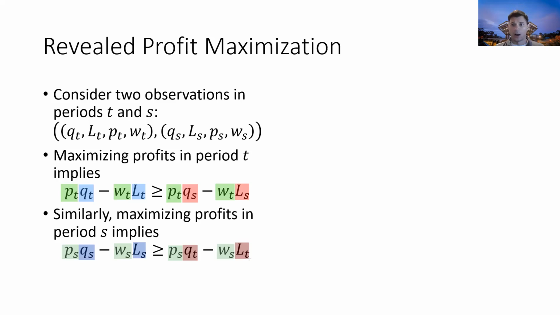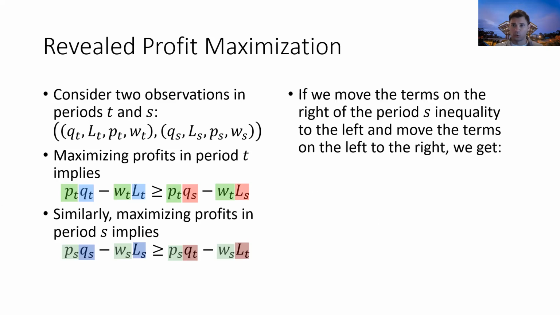What we're going to do is combine these into one condition. The way we're going to do this is by moving the terms on the right of the period S inequality to the left side, and then moving the terms on the left side to the right side.